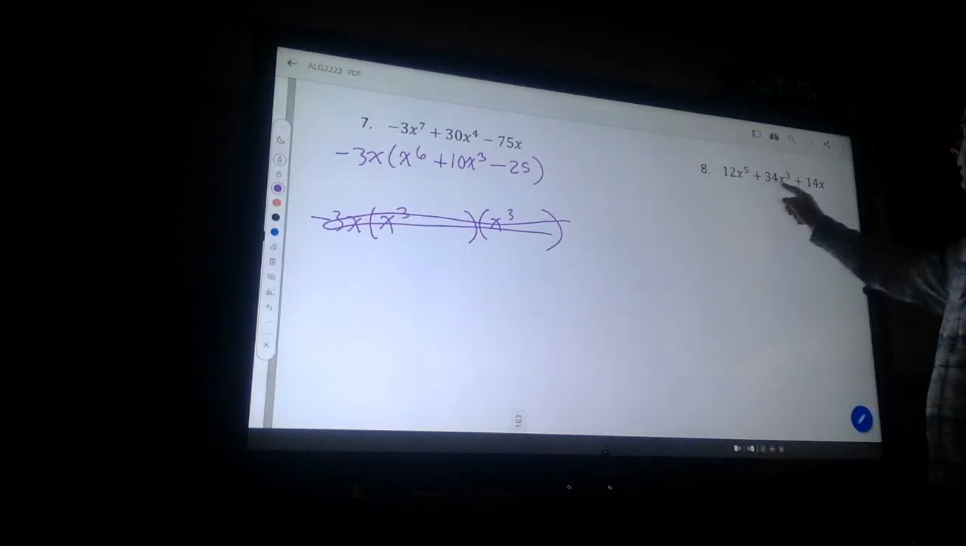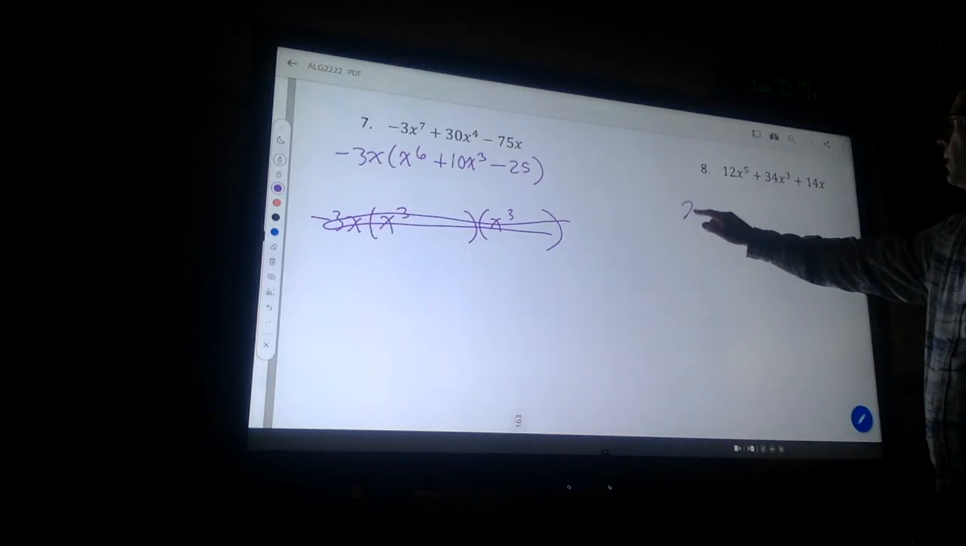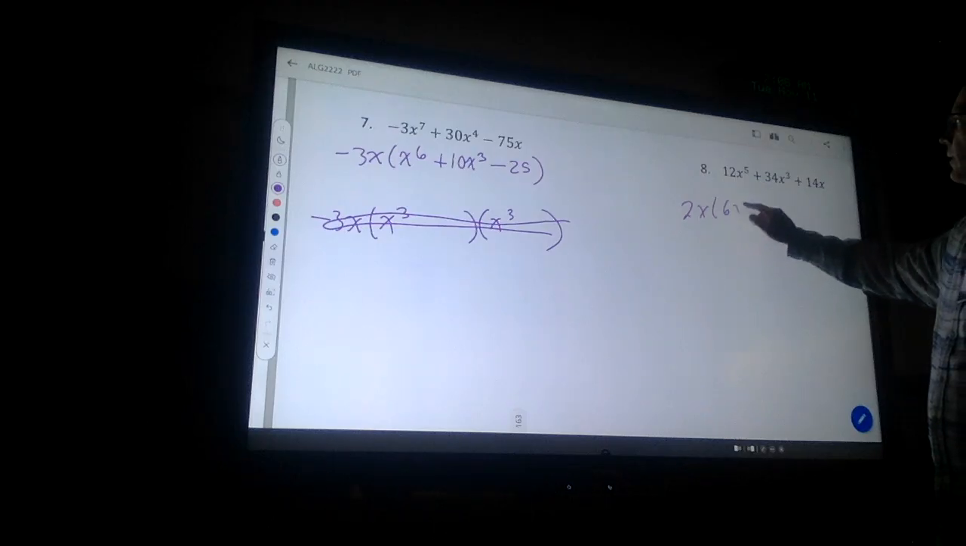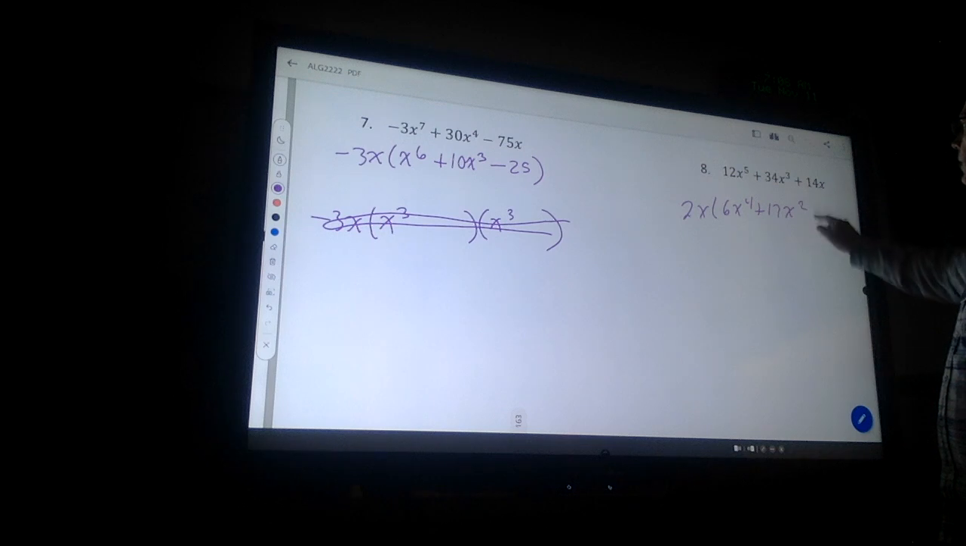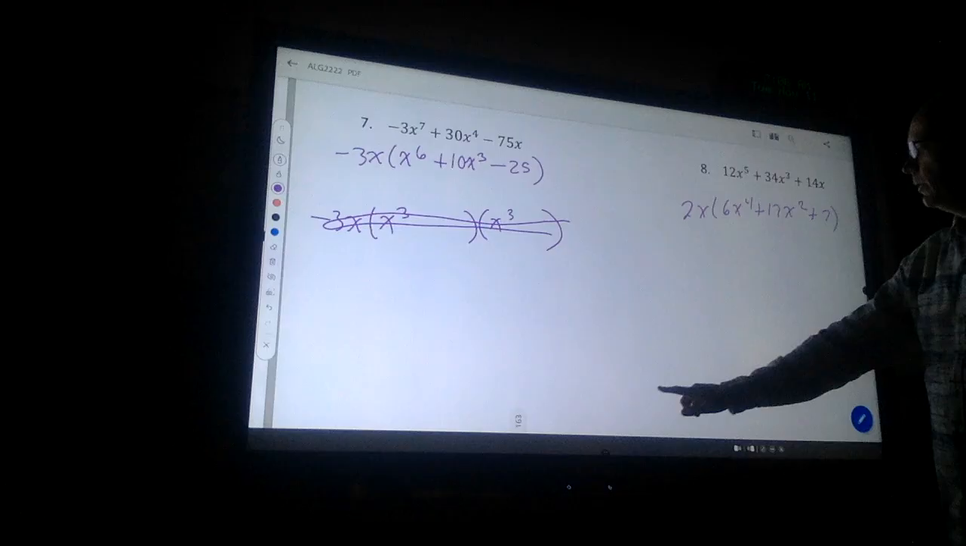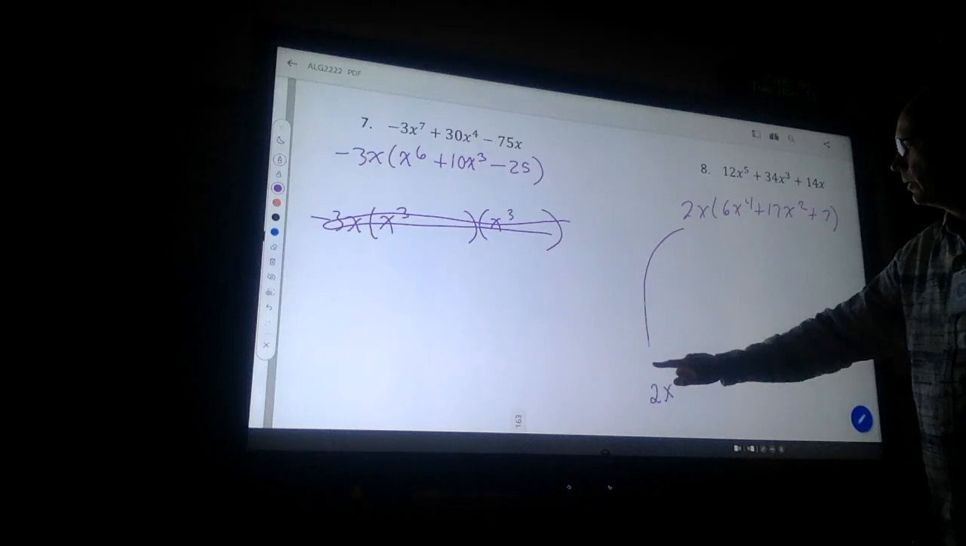Number 8, we're going to factor out a 2x. That's going to leave me 6x to the 4th plus 17x squared plus 7. And then maybe we can factor this down. So 2x is going to be part of our answer. I'm just going to bring this straight down.